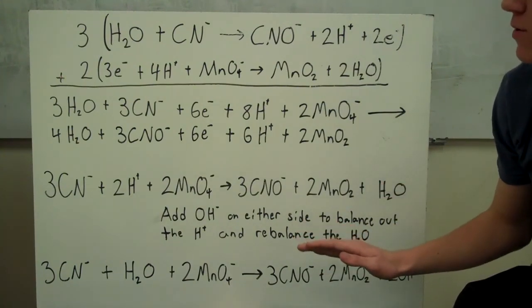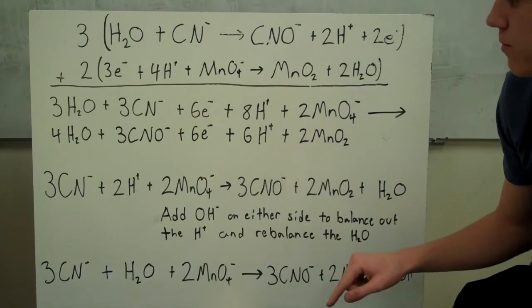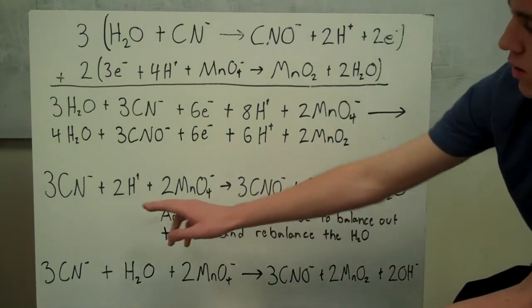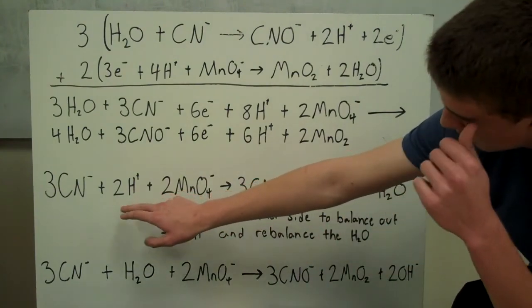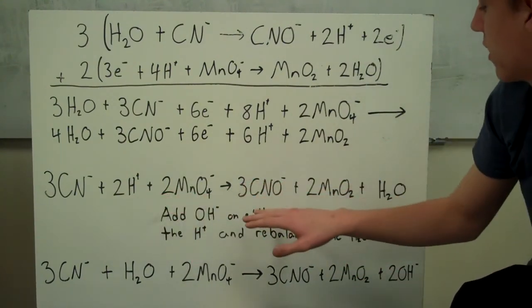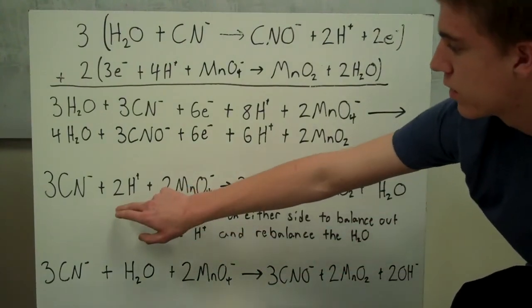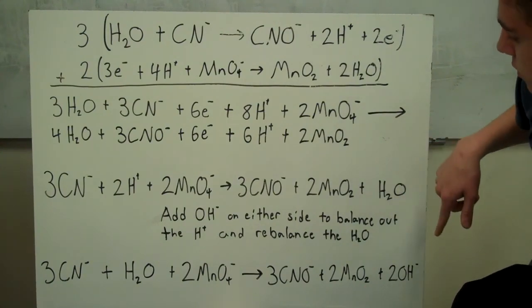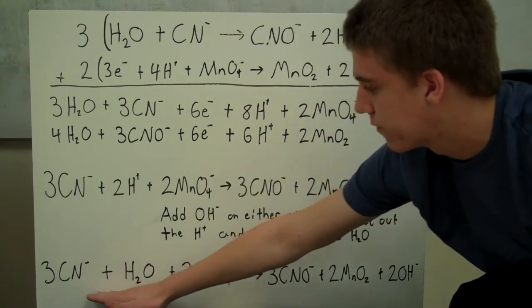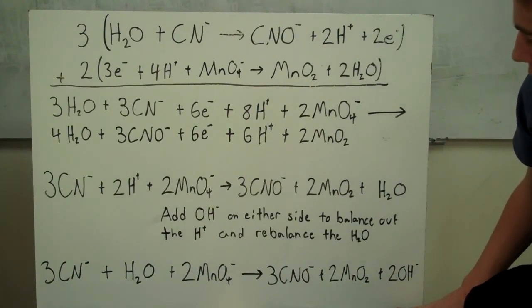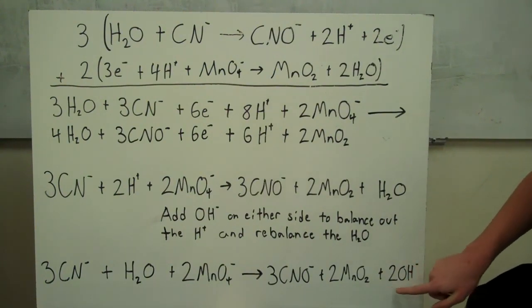This would be great if we were just doing acidic solution. But now to account for the basic solution, we have to add hydroxide ions on either side of the equation to balance out any hydrogen ions. So we have to add 2 hydroxide ions on either side. And when you do that, you'll get 2 water molecules and 2 hydroxides. So you cancel out this water molecule and one of them on the other side to get your final reaction. 3 CN1 minus plus H2O plus 2 MnO4 minus yields 3 CNO1 minus plus 2 MnO2 plus 2 hydroxides.